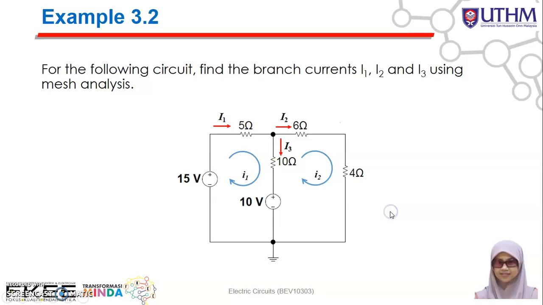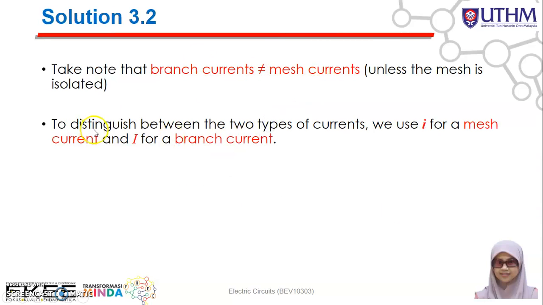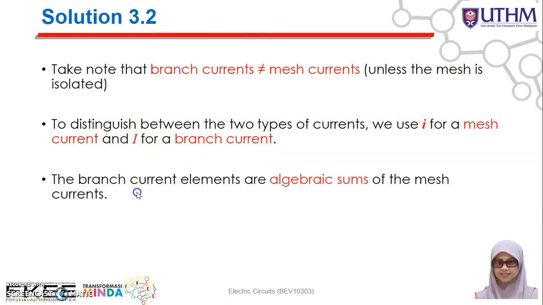Okay, you just need to take note that the branch current is not the same as the mesh current. To distinguish between the two types of current, usually we use the small letter i for the mesh current, and the capital letter I for the branch current. The branch current elements are the algebraic sum of the mesh currents.